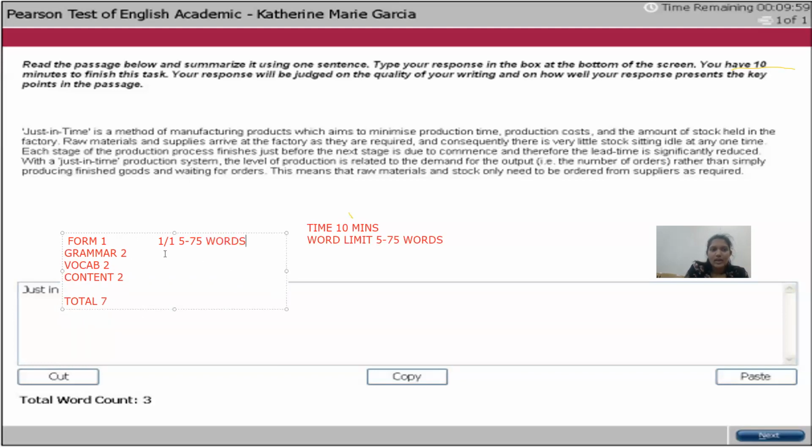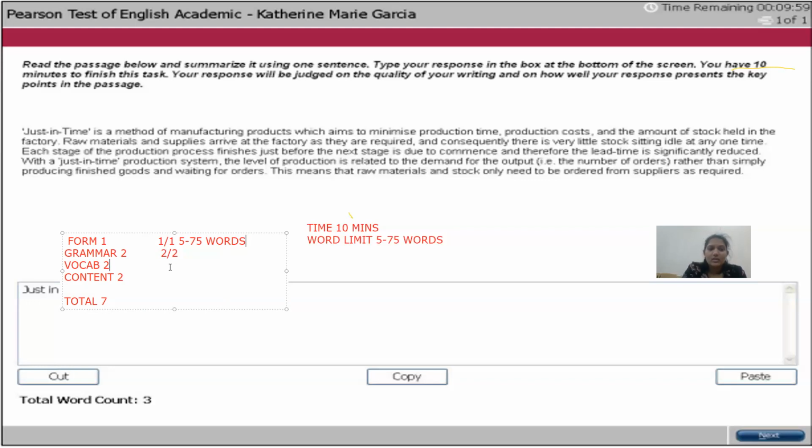Okay, now to get grammar 2 out of 2, you need to make sure you are writing sentences which are error free, which are not having grammatical mistakes. So if there is one error, you will lose 1 mark. And if there is defective grammatical structure which could hinder communication, you're going to lose all 2.